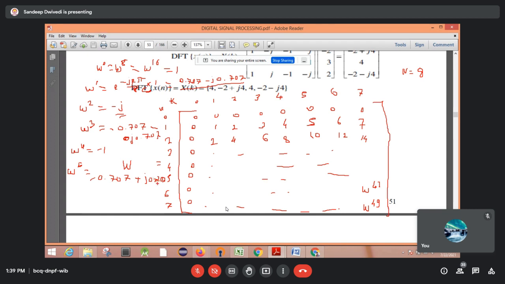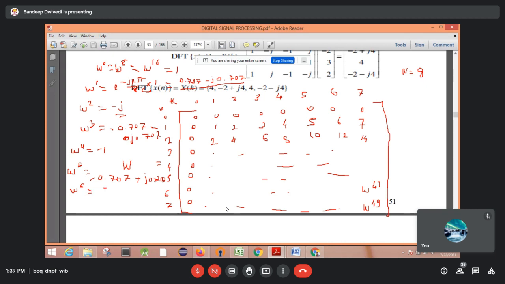Okay, so this is the W raised to power 5. See here, minus is there, 0.707. W raised to power 1, minus j 0.707. Here both the terms are minus. Here the first term is minus, second is plus. Then W raised to power 6. This is all about the 5. Then W raised to power 6.